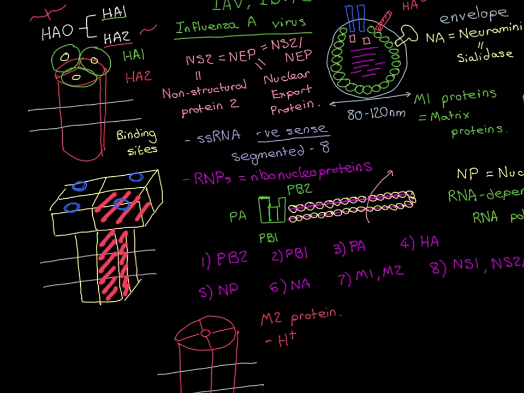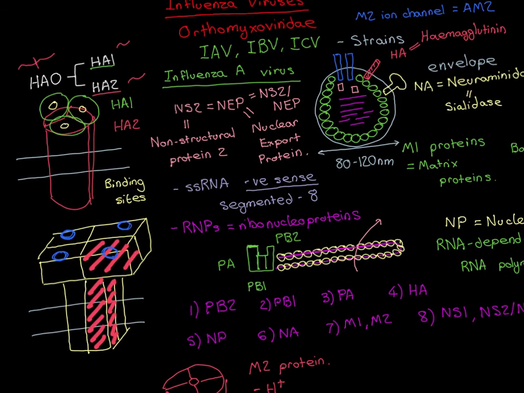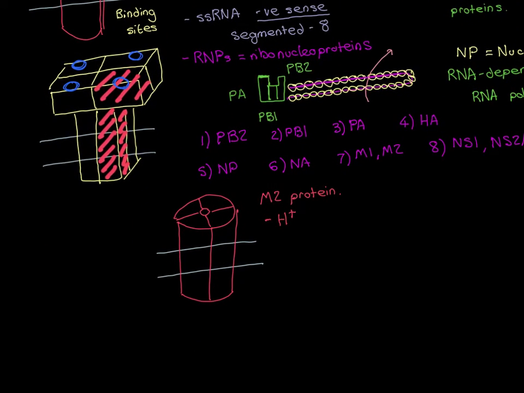I'll just get the picture back here. So remember, if protons were to come in through here, they would come right into the core. They wouldn't get stuck in this space in between the membrane and the M1 proteins. They come right into the core here. They bypass the matrix.